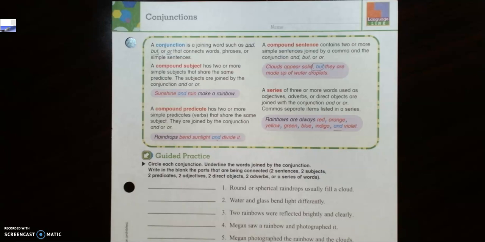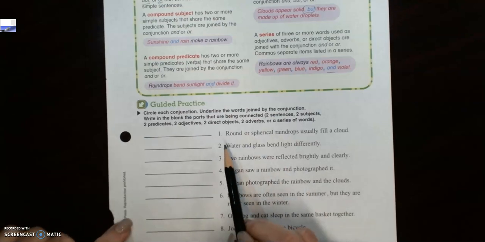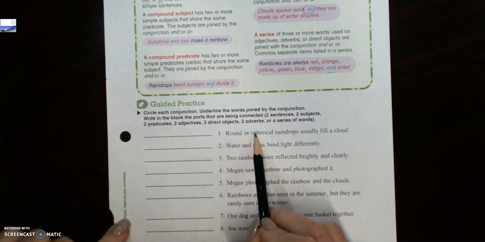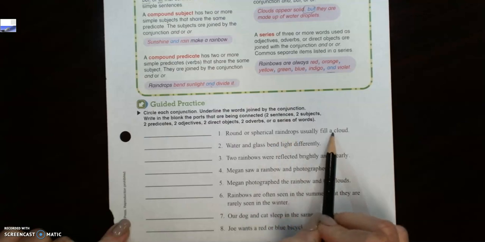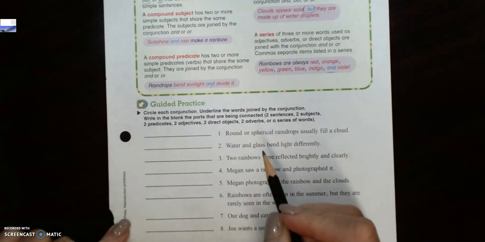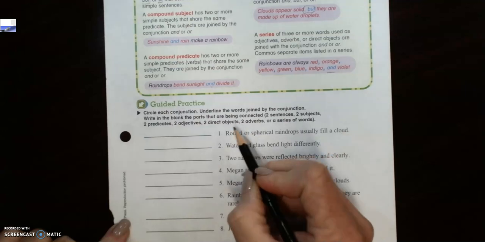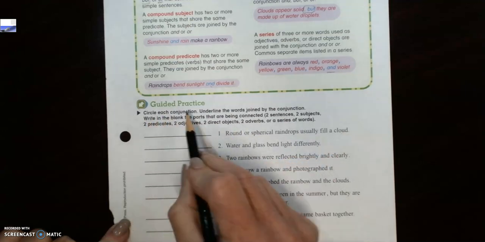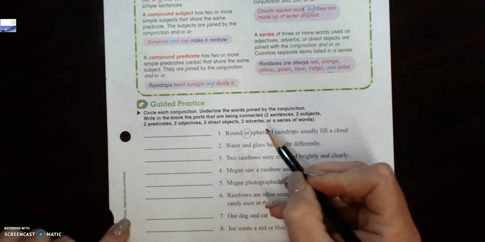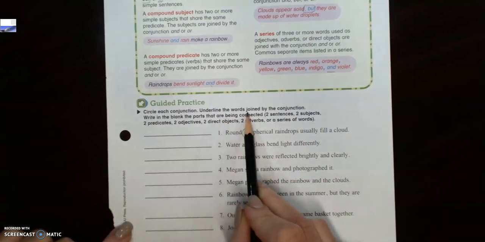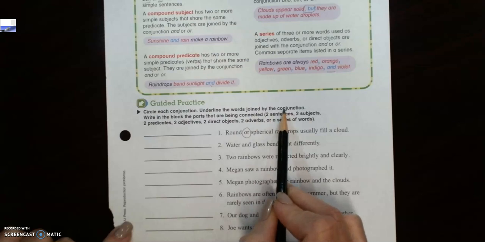Now let's look at the guided practice at the bottom. It says circle each conjunction and underline the words joined by the conjunction. All right, so let's look at the first one. Round or spherical raindrops usually fill a cloud. So the conjunction right here would be or, and the directions say circle each conjunction. So this is the conjunction. And it says underline the words joined by the conjunction.